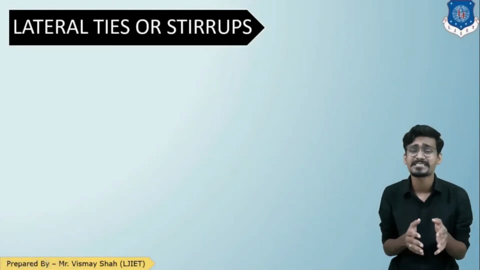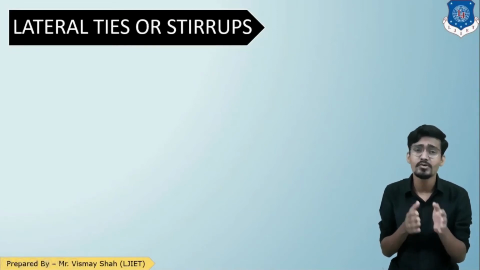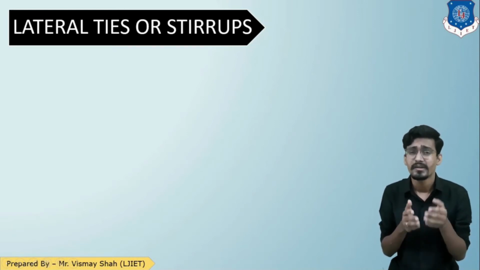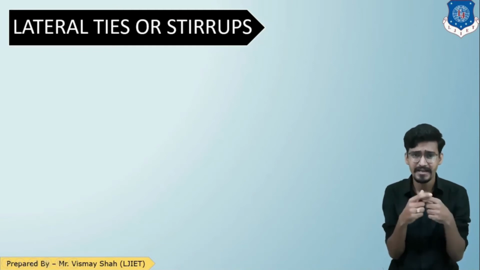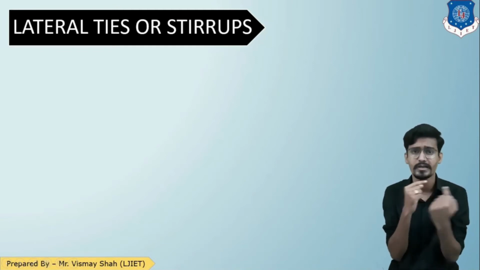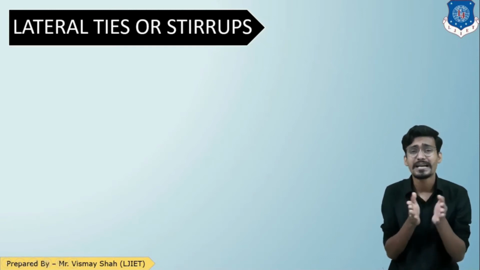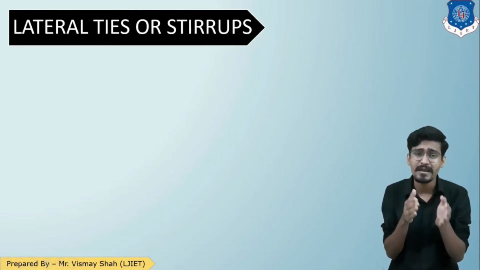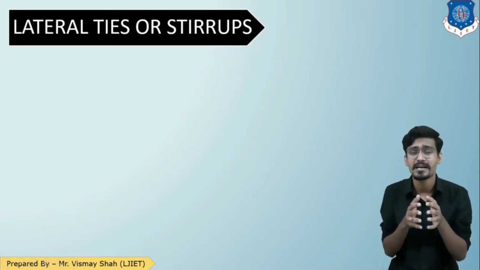Now moving forward, the next is lateral ties or stirrups. Lateral ties is the word generally used for columns. If you have seen column work, rings are generally provided. Those rings bind the vertical reinforcement, and the ring is rectangular or whatever shape the column is. That is known as lateral ties. If the same rings are provided in a beam, the terminology is stirrups. We need to calculate the length.